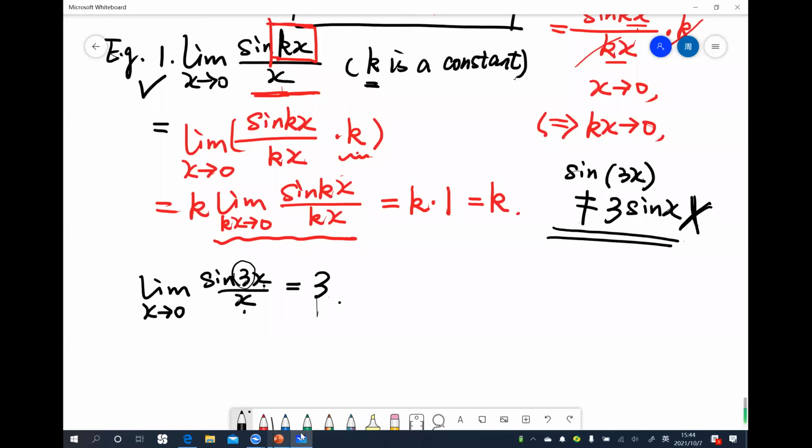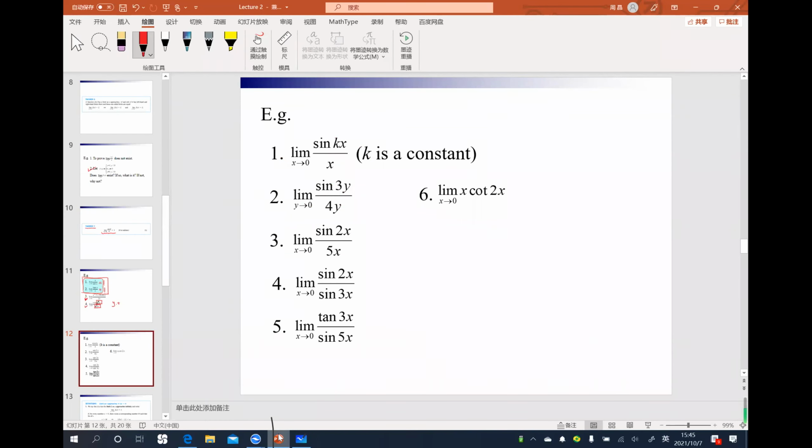Okay, so here is the right procedure for the question. Okay, and then please calculate the following limit from number 2 to number 6.